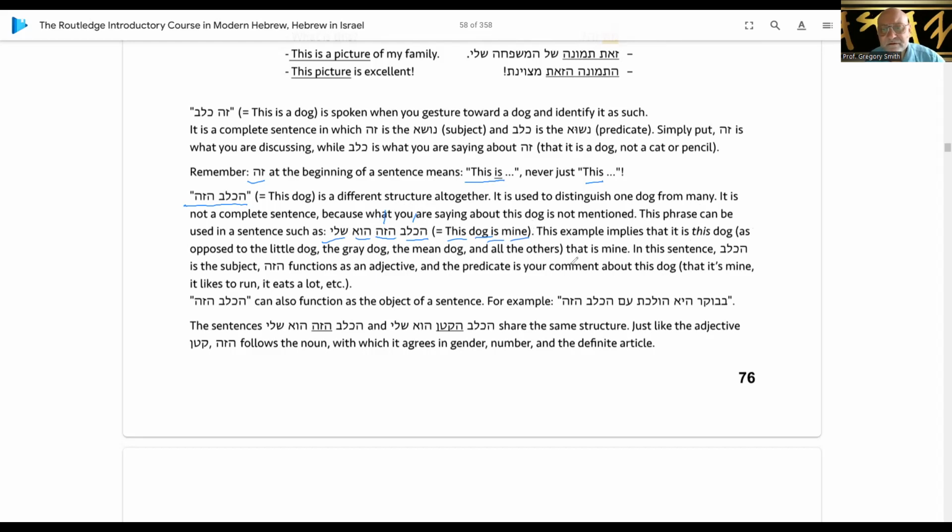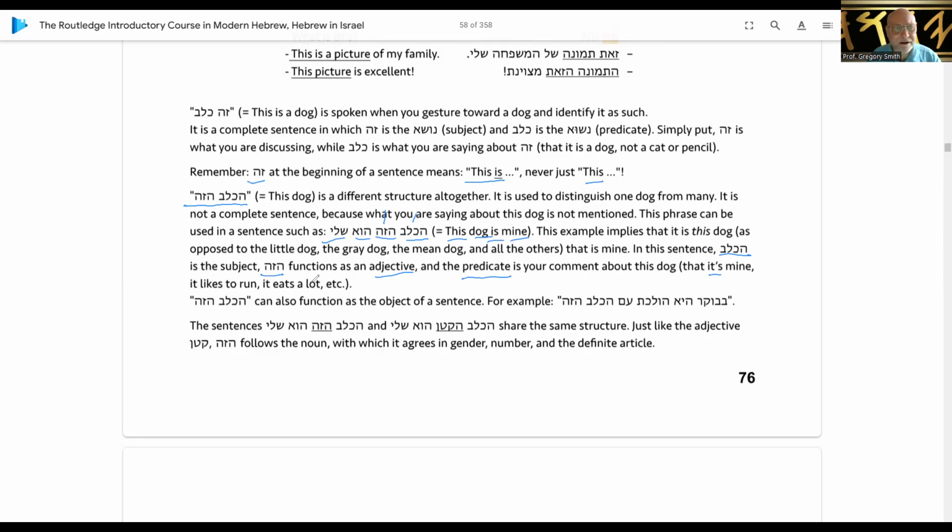Okay, so this, that is mine. In this sentence, HaKaleb, the dog, is the subject. Hazeh functions as an adjective, and the predicate is your comment about this dog, that it's mine. It likes to run, it eats a lot.